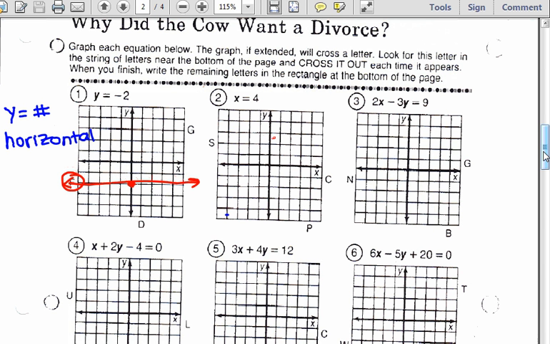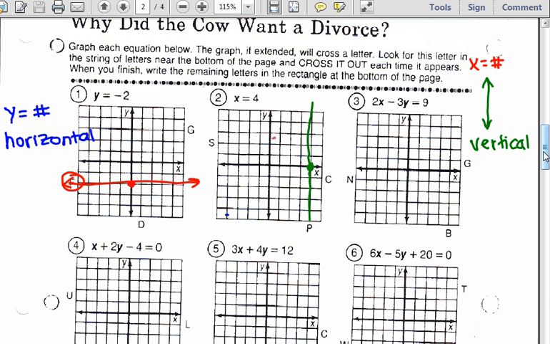Okay? Now, whenever we have x equals some constant, what kind of line is it going to be? It'll be a vertical line, right? Notice that there's only one variable. Whenever there's only one variable, it's either going to be horizontal or vertical. So this would be vertical, going through x equals 4. So where's x equal to 4? That's x equal to 4 right there. And so now we're going to draw a vertical line through that.